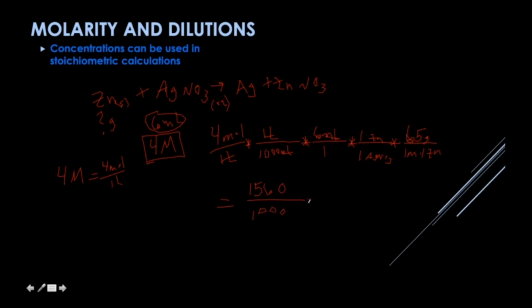So we would only need 1.56 grams of zinc to fully react with those 6 milliliters of silver nitrate. So that's a fairly simplified version of a stoichiometric calculation you can use with concentration.